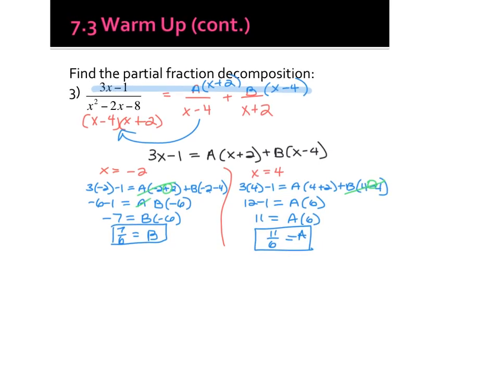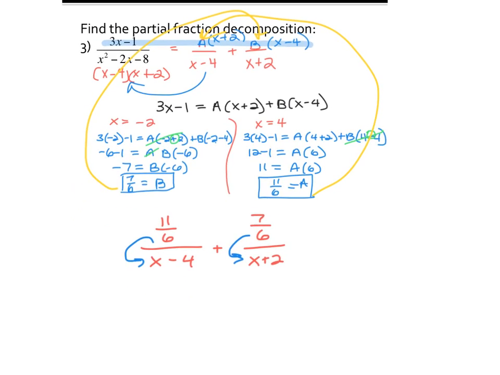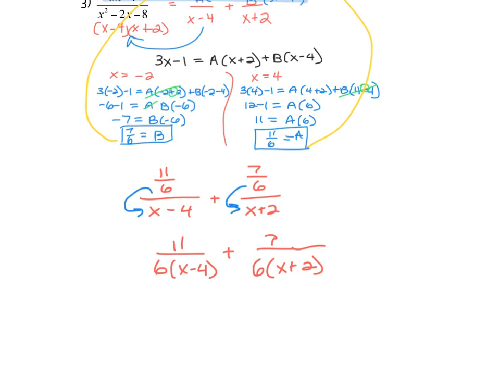And then I need to take those and put them into the equation that I had set up with the two variables, or expression, sorry. So a is 11 over 6 goes over x minus 4, plus b, 7 over 6 goes over x plus 2. I can't leave a fraction within a fraction, so the denominators go down to the bottom. I'd get 11 over 6 times x minus 4 plus 7 over 6 times x plus 2. And then they both have 6 in the denominator, so I can actually factor out 1/6.